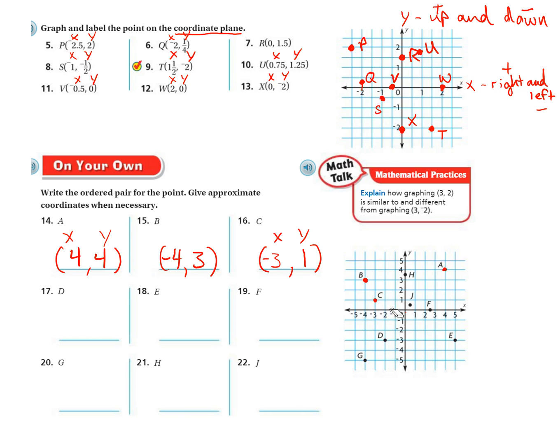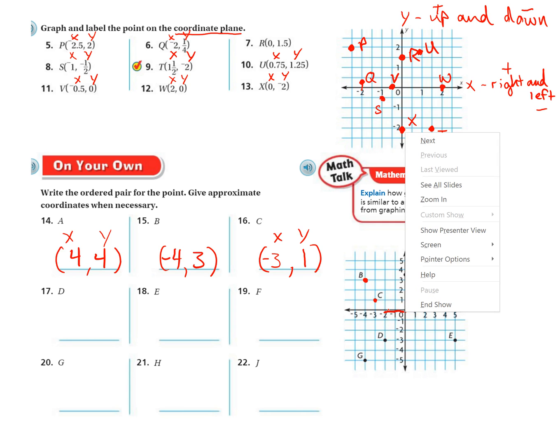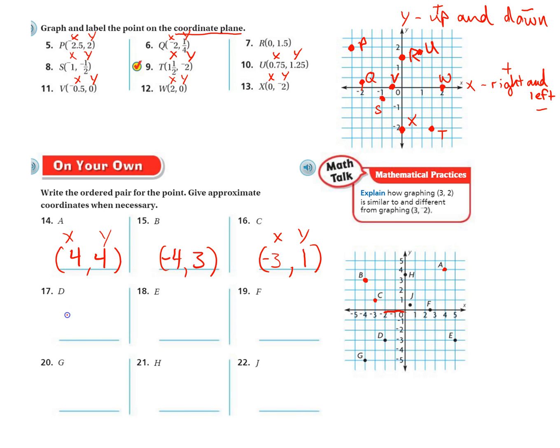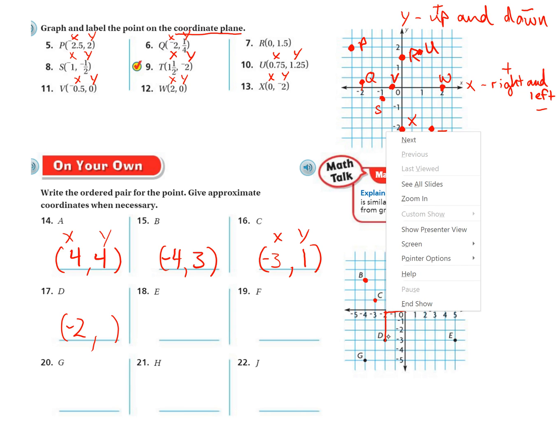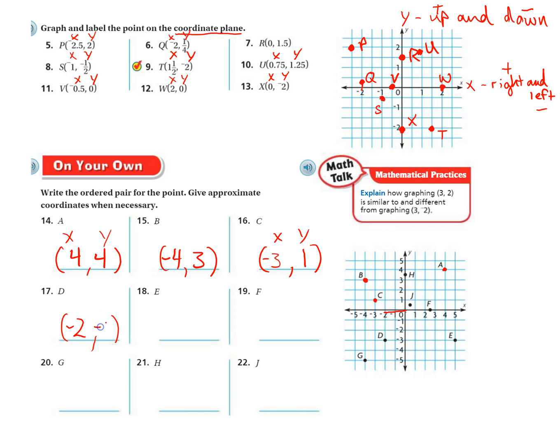Okay, let's do point D. Again, I come back to the origin. To get to point D, I have to move to the left 2. Left is negative, and I had to move 2. And then, let's write that back in, -2. And then to get to D after that, I have to move down 3. Down is negative, and I had to move down 3.